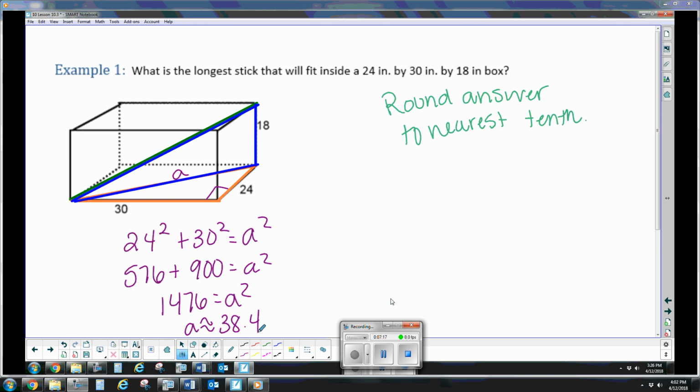Now we're going to focus on the blue triangle. So that A value, or 38.4, is now the leg of our blue triangle. And we're solving for the hypotenuse of the blue triangle in order to figure out how long the longest stick is that will fit inside the box.